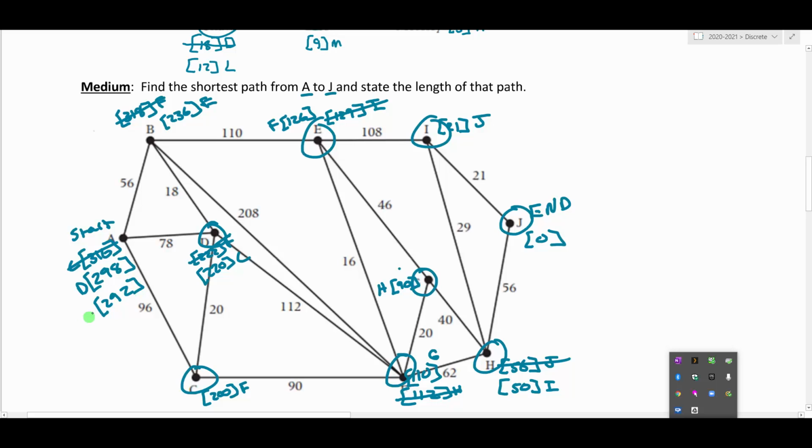So that's shorter. Going through B. Okay, so I think we are done. It was a long one. All right, so there we go. So we got our shortest route. We just have to write it out now.